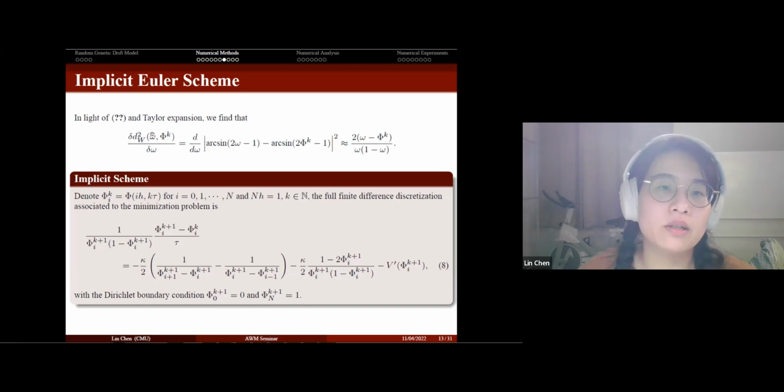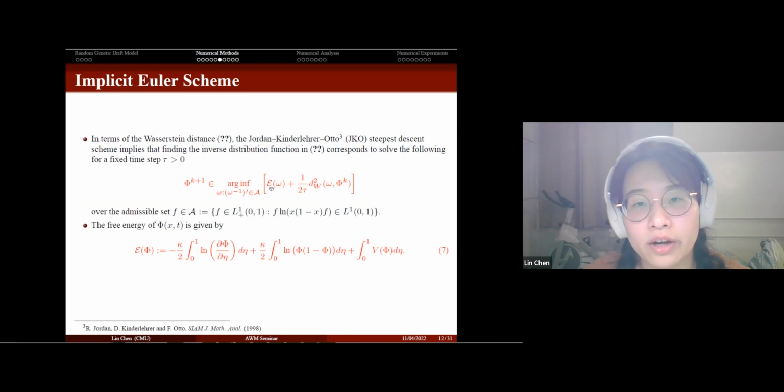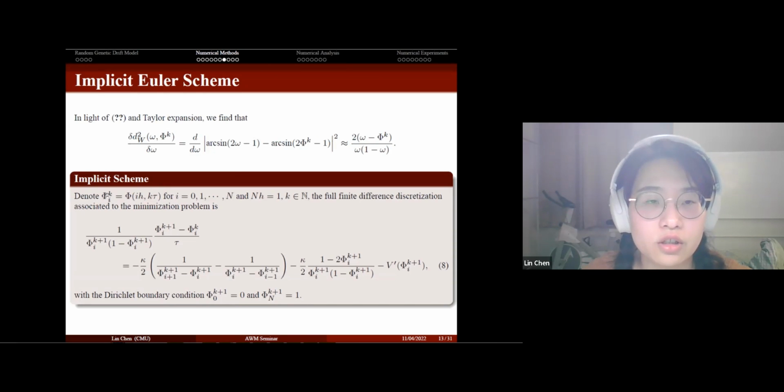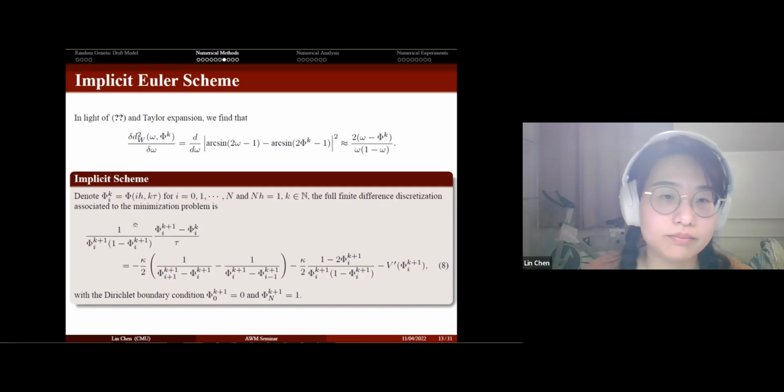And using the expression of the resistance distance and also the Taylor expansion, we can get that the first variation of the resistance distance is approximated by this formula. Since we want to take the first variation of the whole functional, we set this first variation of the functional equal to 0, and then we can get our implicit Euler scheme. If we denote the numerical solution as this formula for a given measure size k and the time step tau, then we get our implicit Euler scheme as follows.